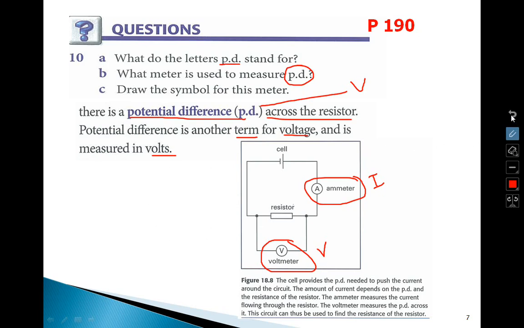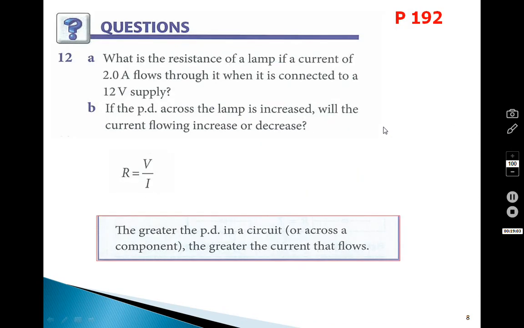Okay. On page 192, set of questions, question number 12. A. What is the resistance of a lamp if a current of 2 ampere flows through it when it's connected to a 12 volt supply or power supply? So what we have here is a resistance R.